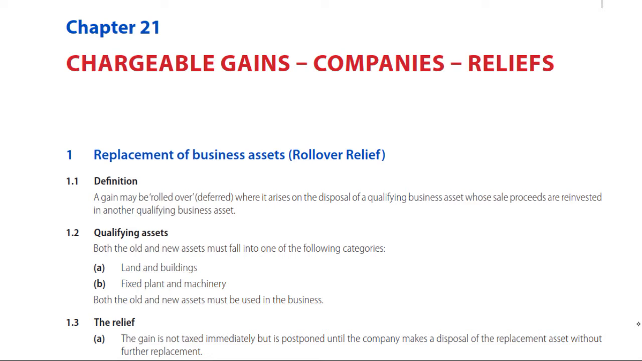Now, to be able to understand this, you simply need to understand what we dealt with back in Chapter 14. If it's been a while since you looked at Chapter 14 and specifically at rollover relief, what you now need to do before we go any further is to go back, re-look again at Chapter 14, the rollover relief section, page 91, and work through the examples and the issues that we dealt with there. If you do that, then you will find that this is now a very quick and easy section for you to deal with.